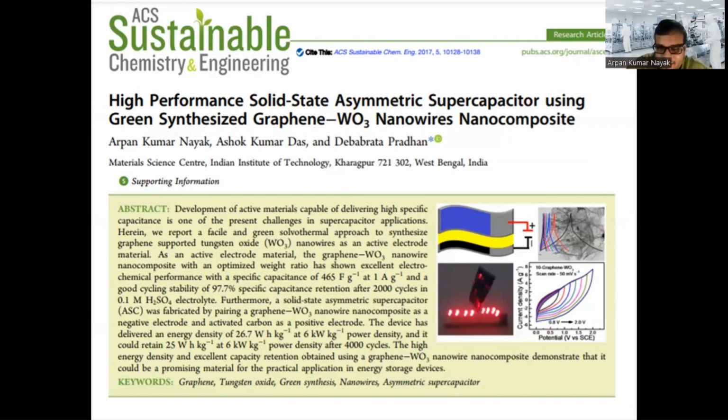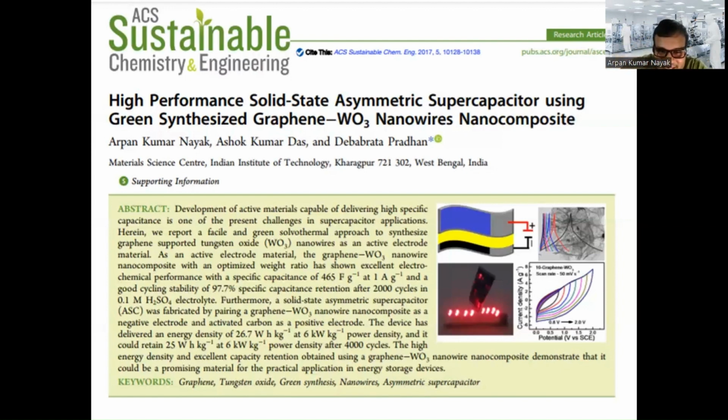Here you can see what we mentioned: development of active material capable of delivering high specific capacitance is one of the present challenges in supercapacitor application. So it is a present challenge in this supercapacitor application. So we gave a hint that there is a need. Next will be the main objective.